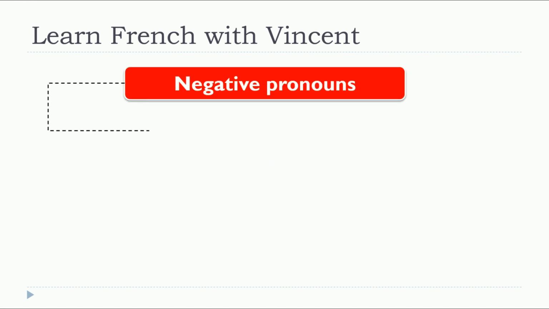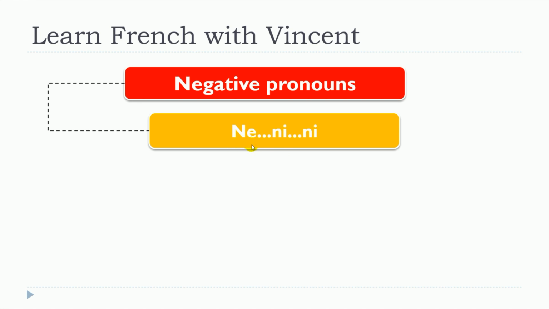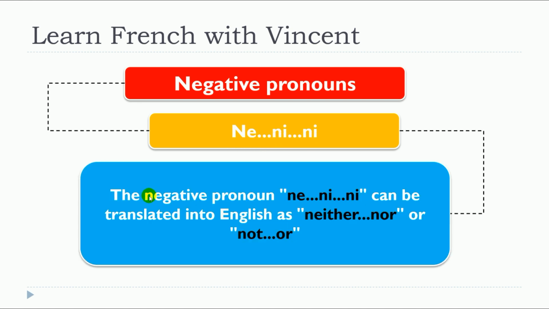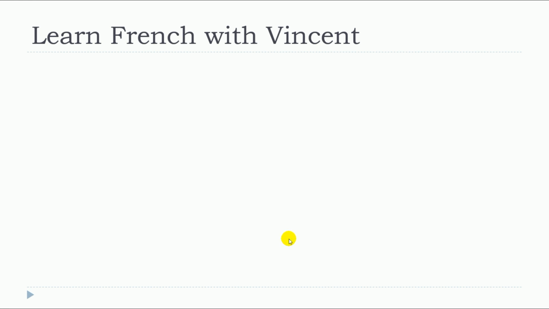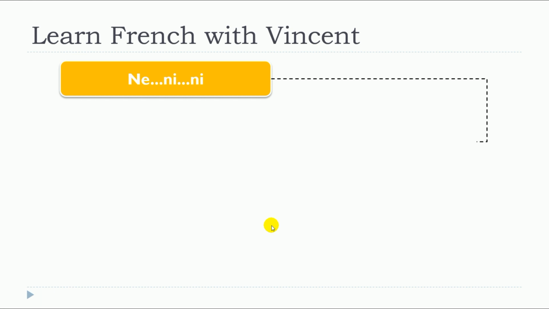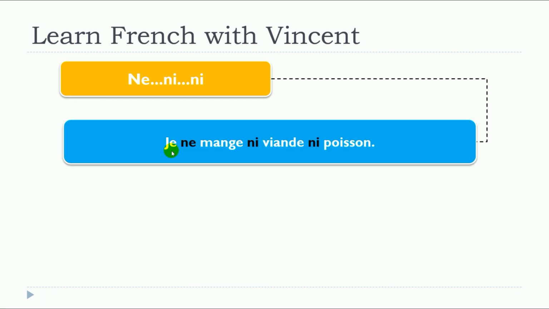So this lesson is about ne, ni, ni. And the negative pronoun ne, ni, ni can be translated into English as neither, nor, or not, or. So we will see some examples of ne, ni, ni.